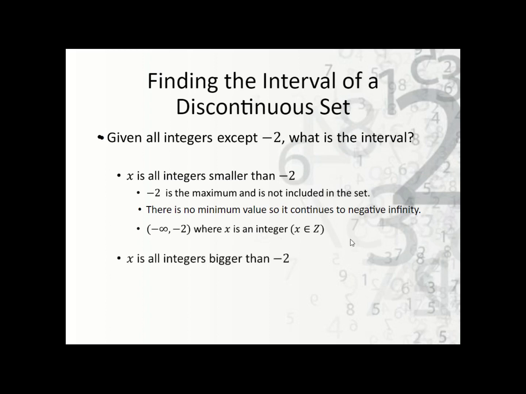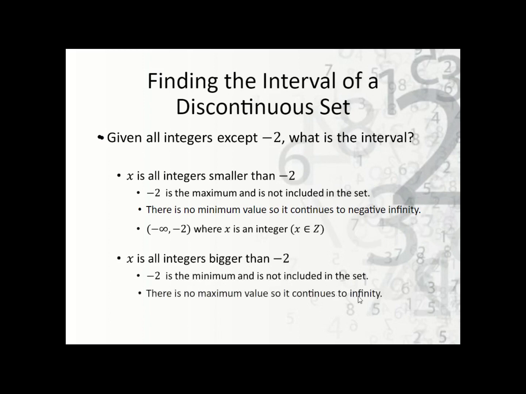We need to now include the numbers on the other side of negative 2. So now we want all the integers bigger than negative 2. So we know negative 2 will be the minimum then, and the maximum will be infinity, right, because it goes on forever. So we would have negative 2 comma infinity, where x is an integer. So both sets apply for this one statement.